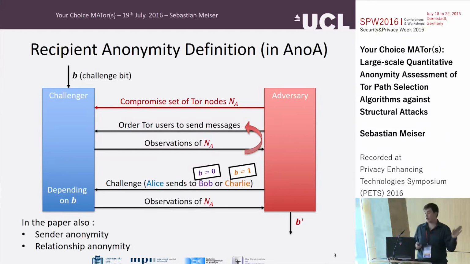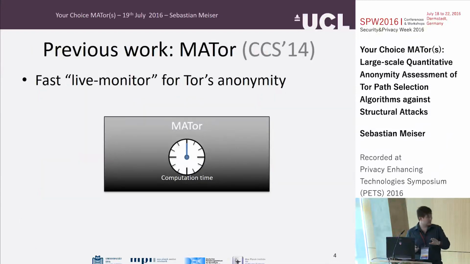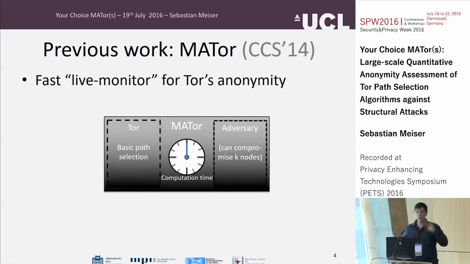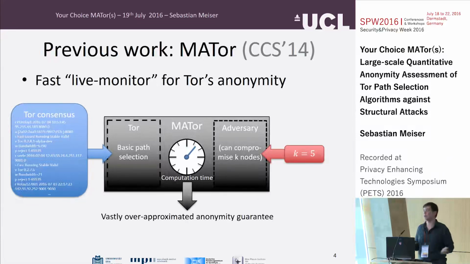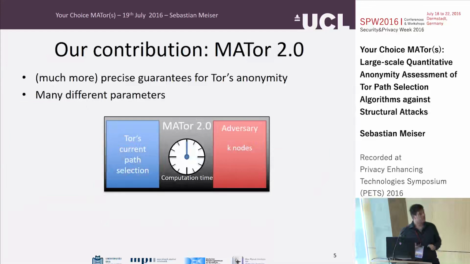Now, there was already work at CCS14 for an adversary that has at most k nodes for some number k, and for Tor's path selection algorithm back then. You input the Tor consensus, you say what k is, then it runs for a very short time and outputs some guarantees that are a little bit over-approximated. Okay, cool. So what can we do better? We give it a new name. We put a 2.0 there, for example.